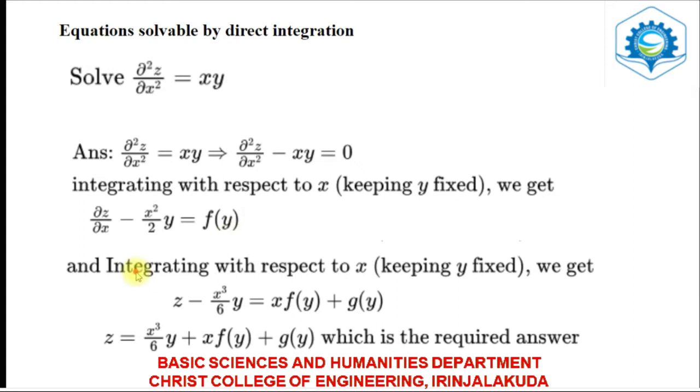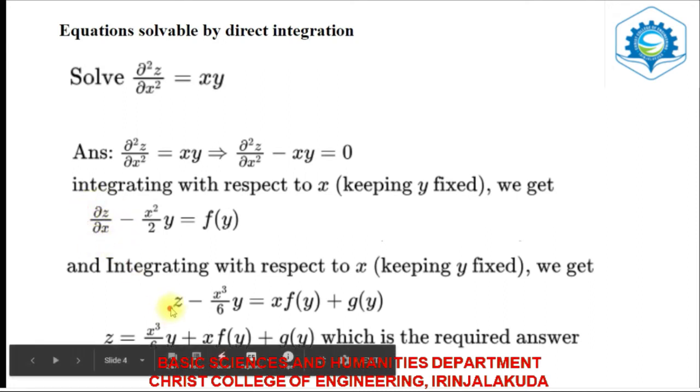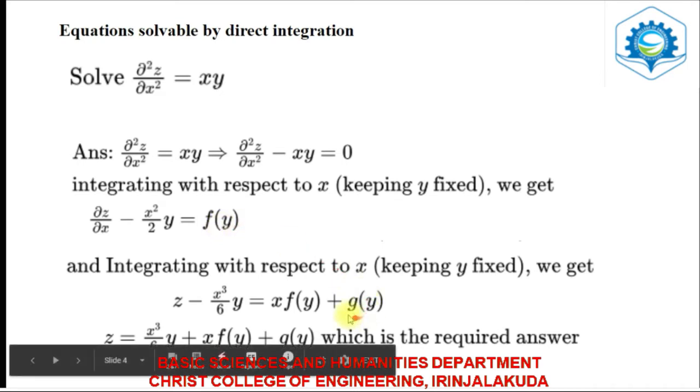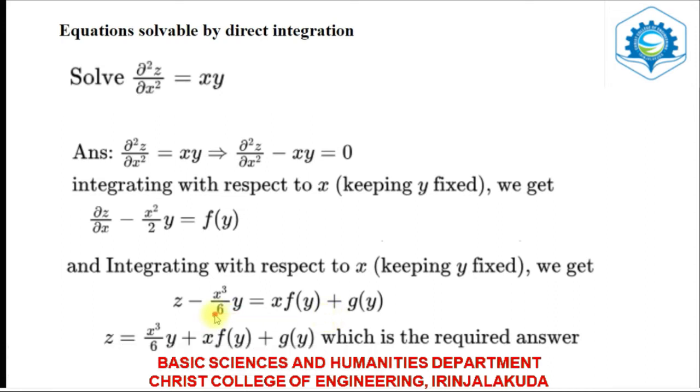Again we are going to integrate the equation with respect to x. When we integrate dou z by dou x with respect to x, we get z. X square by 2 becomes x cube by 6 into y. When we integrate f of y, we will get x f of y plus another constant of integration. Keep in mind that our constant of integration is nothing but a function of y, so we can write it as g of y. So this is our required solution: z equal to x cube y by 6 plus x f of y plus g of y.